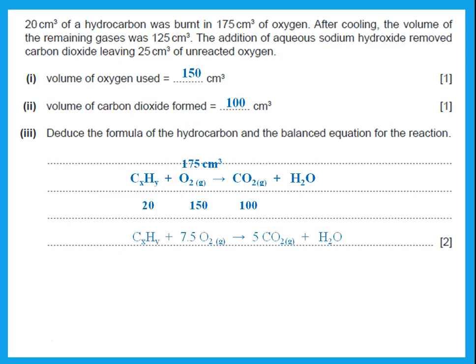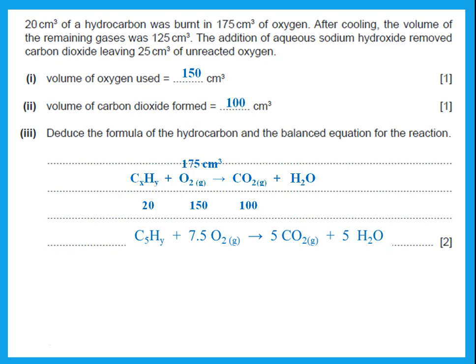So if I divide all through by 20, the CxHy will have 1 in front of it. The oxygen will have 7.5. We're dividing the 150 by 20, so that's 7.5. And that should give me 5 in front of the CO2. Now, if I put 7.5 in front of the oxygen, that means I have how many oxygens before the arrow? I have 15. And that means I need 15 oxygens after the arrow. I already have 2 times 5 is 10 in the CO2. So I need 5 in front of the water to give it 15 oxygens on both sides of the arrow.